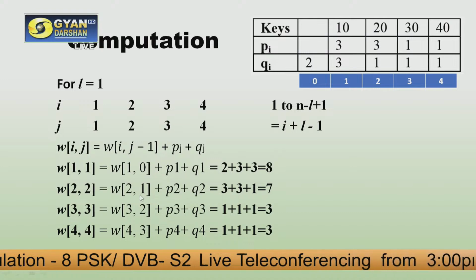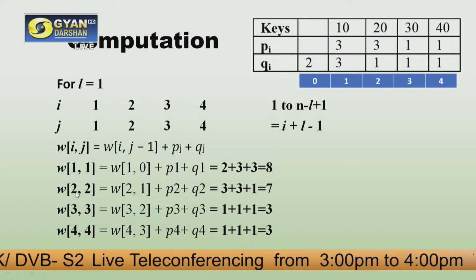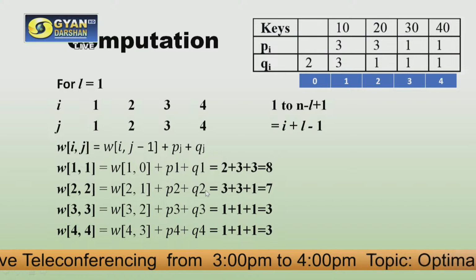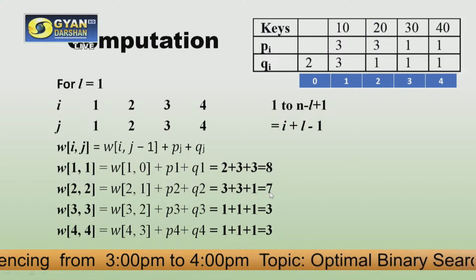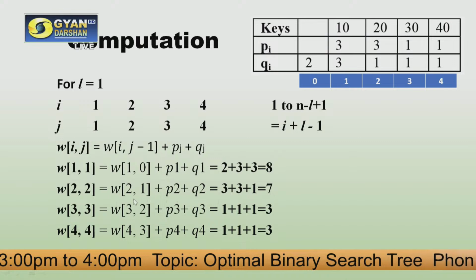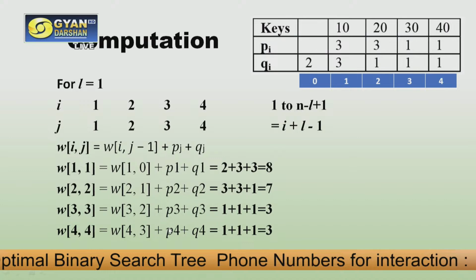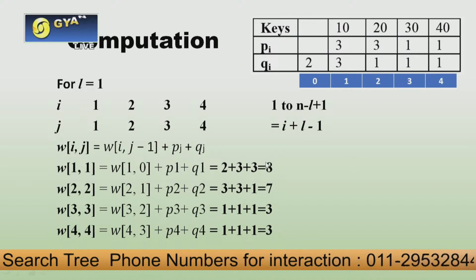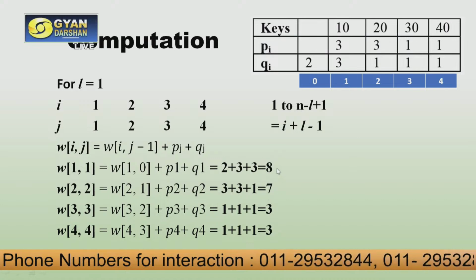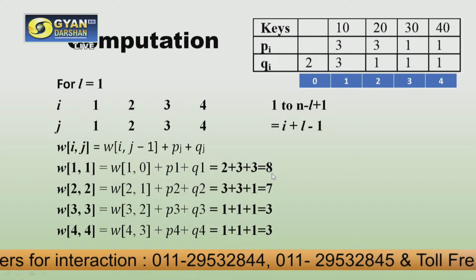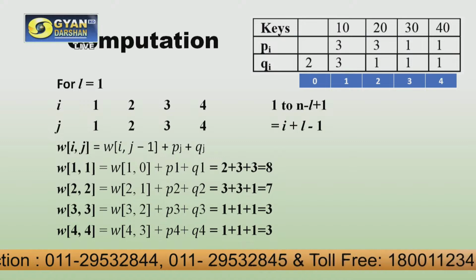And this will require J equals 2, so P2 plus Q2. This is how you are going to get 7 here. In this particular case, W33 and W44, you are going to get 3. So 8, 7, 3, 3, all divided by 16, which we have omitted in the display.